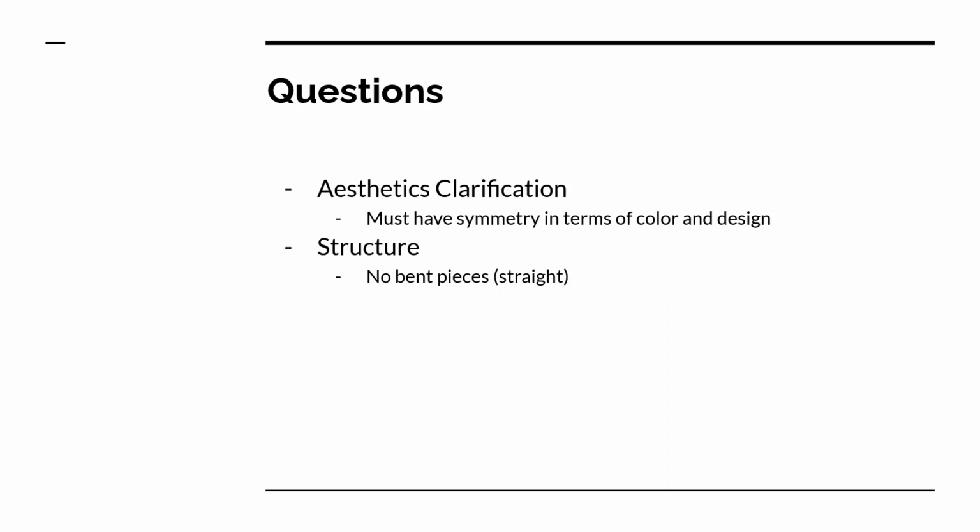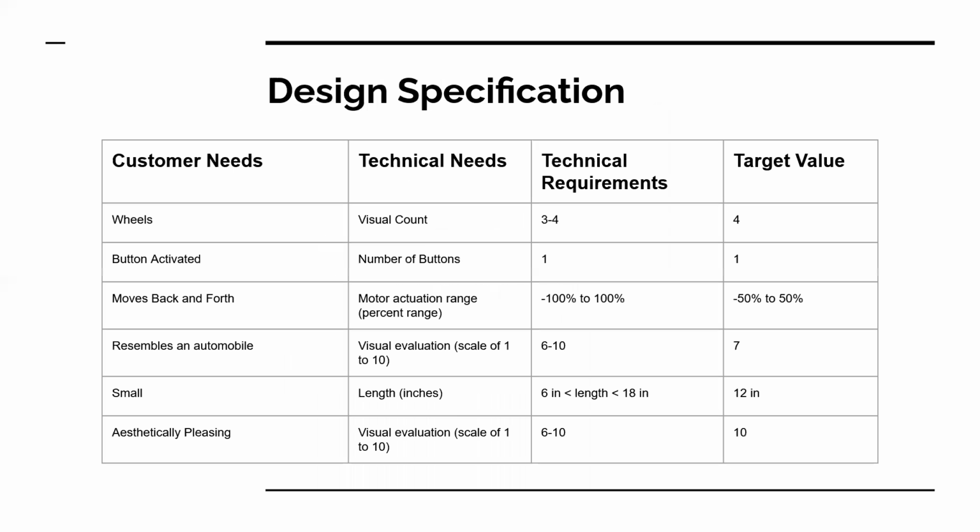And then just to clarify some more questions, we asked Team 60 about their aesthetics clarification, and they added that there must be symmetry in terms of the color and the design. And then for structural purposes, there must be no bent pieces and they should all be straight.